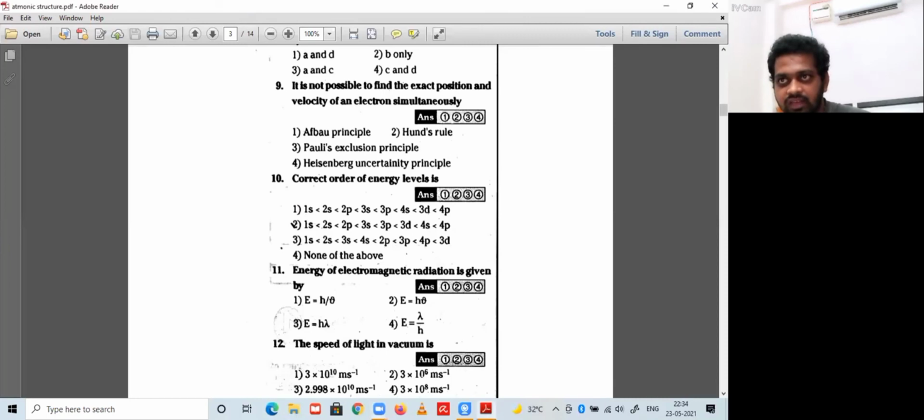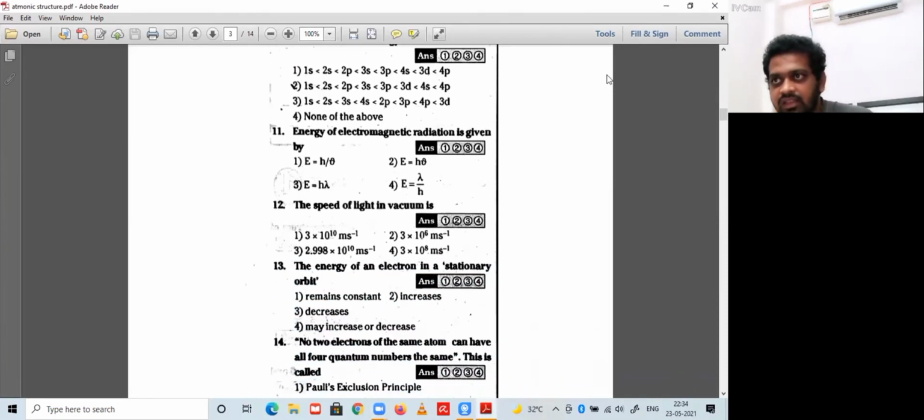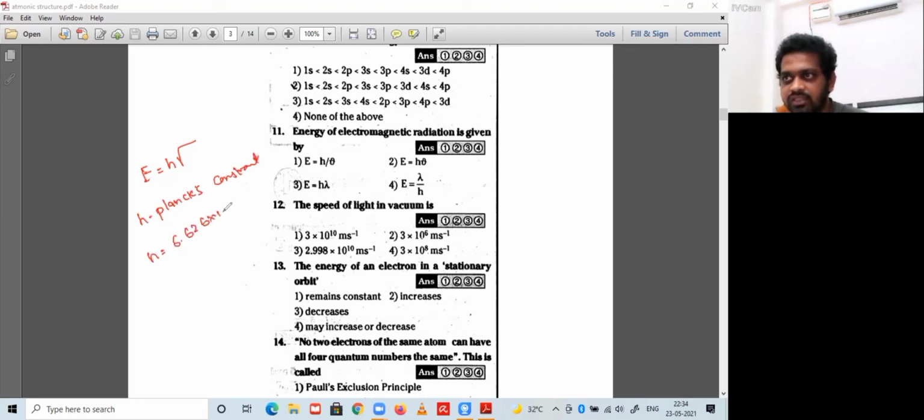11th one. Next question is 11th one. The energy of the electromagnetic radiation is given by the formula E is equal to h nu, where h is called Planck's constant, and the h value is 6.626 into 10 to the power of minus 34 joule second, which is equal to 6.626 into 10 to the power of minus 27 erg second.